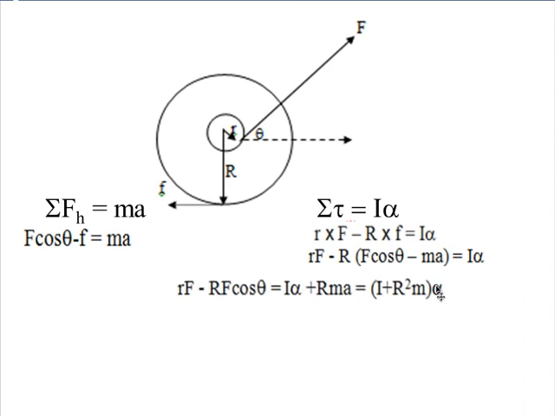And then if we put the A's together, so you have the RF and the RF cos theta, but then I'm going to move the RMA over to the other side, it becomes plus. But of course A is equal to alpha times R, so I pull a common alpha out, and you get an extra R here, so it becomes R squared times M. There we have the sense of how it's going to accelerate, which was different for the two different pulls.